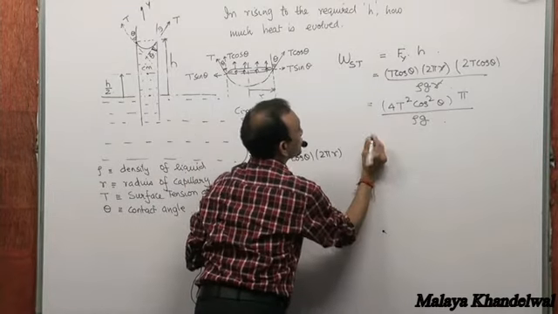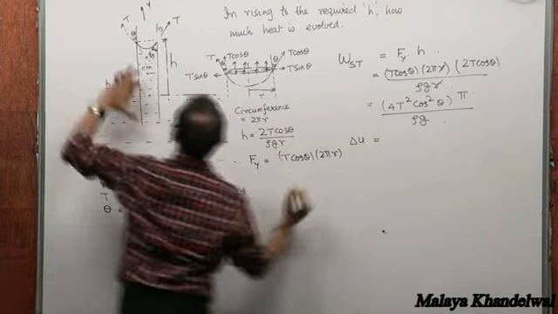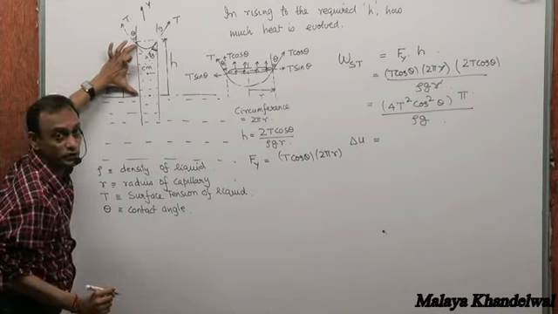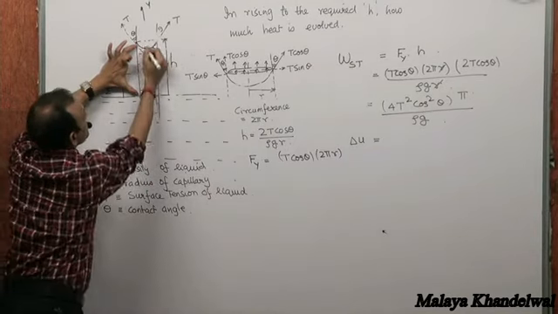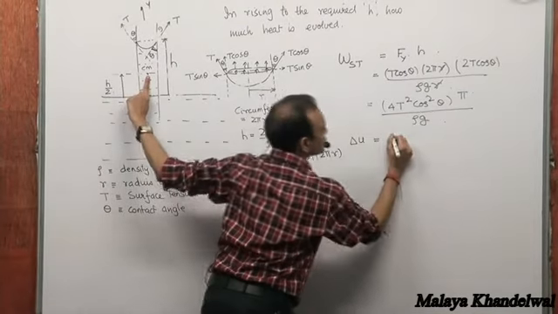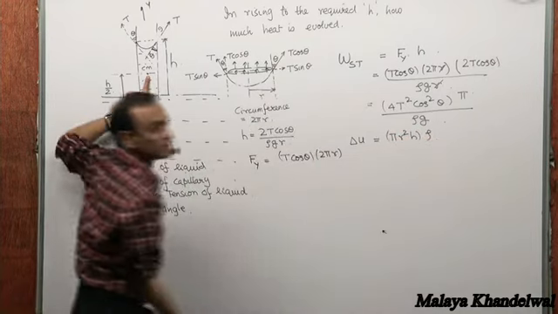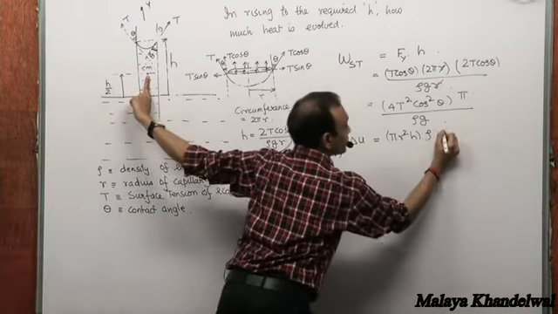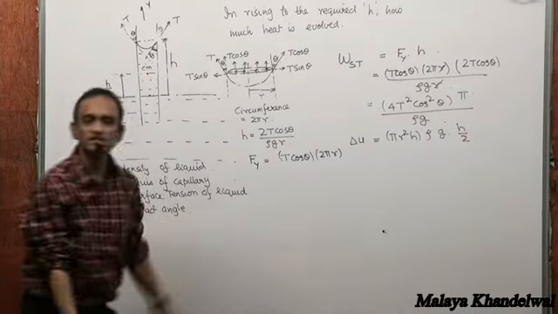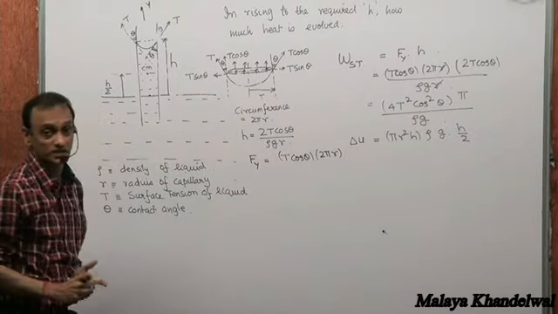How much is that? Work done in increasing gravitational potential energy is mass of this liquid into g into h by 2. Mass of this liquid column into g into h by 2. What's the volume of this liquid column? The volume of this liquid column is pi r squared h, right? Multiplied with density, that's the mass, into g into h by 2, right? So that's the increase in gravitational potential energy of the system.